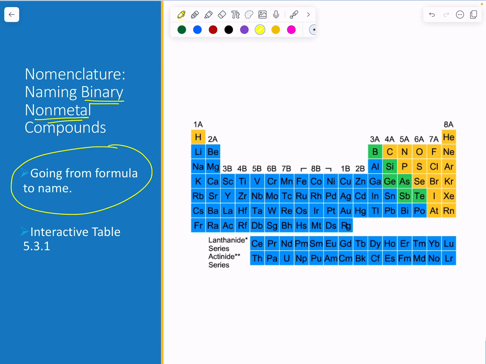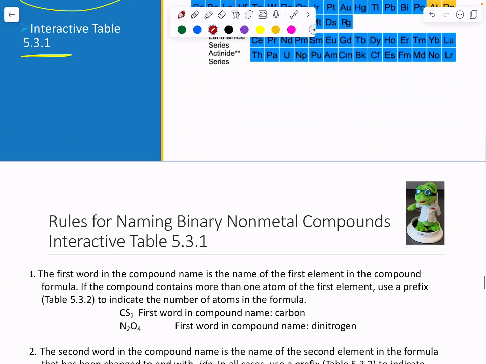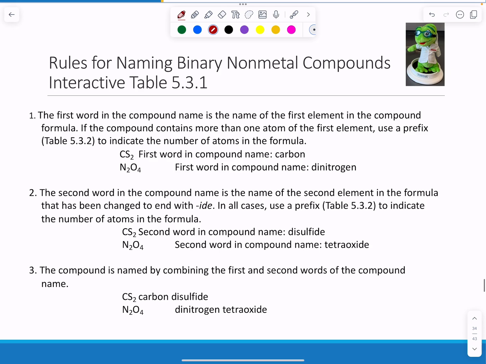All right, so there's an interactive table in chapter 5 that you can refer to. So again, there are rules for naming compounds, and the rules get more complicated for larger molecules, but for binary nonmetal compounds, these are the rules. The first word in the compound name is the name of the first element in the compound formula. If the compound contains more than one atom of the first element, we're going to use a prefix to indicate the number of atoms.